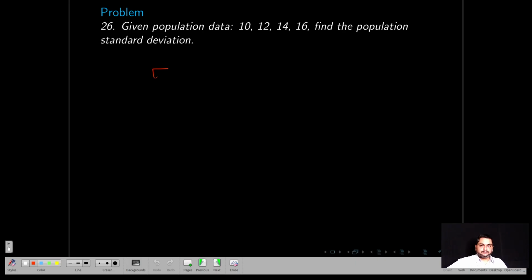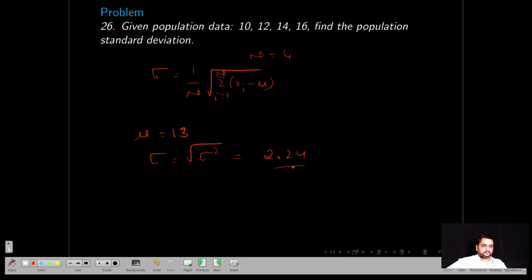Similarly, find the standard deviation sigma. So n is equal to 4. Sigma is the square root of 1 by n summation of i equal to 1 to capital N, xi minus mu whole square. So what is mu here? Mu is the sum of all divided by number of items, that is 13. And you will get sigma as the square root of sigma square, so that will be equal to 2.24. So variance will be the square of this, that is around 5.